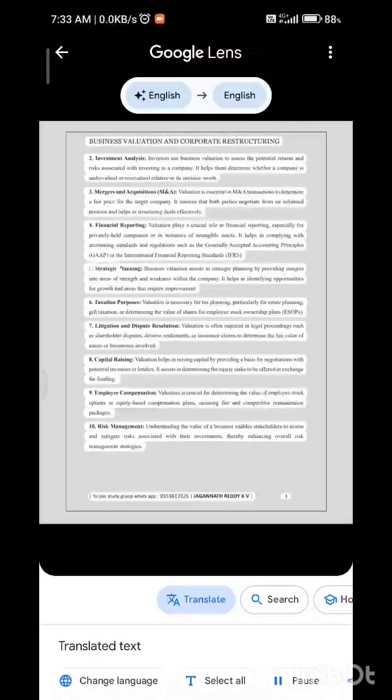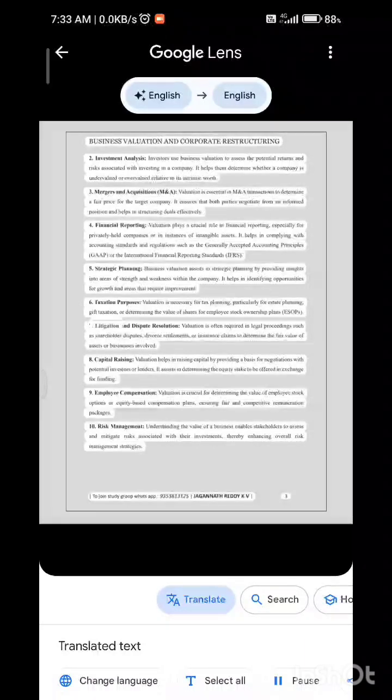5. Strategic planning. Business valuation assists in strategic planning by providing insights into areas of strength and weakness within the company. It helps in identifying opportunities for growth in areas that require improvement. 6. Taxation purposes. Valuation is necessary for tax planning, particularly for estate planning, gift taxation, or determining the value of shares for employee stock ownership plans, ESOPs.